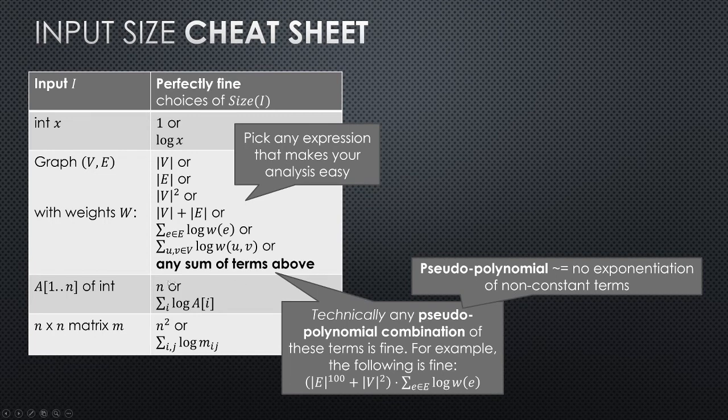Okay. And now, for an array, you could just say, look, I could let the size be the number of elements of the array, if I'm assuming that each element takes constant space to store. Or I could use the sum of log a_i, so how many bits I need to write down a_i, over all the i's. And a matrix is similar. Okay, so those are perfectly fine choices of size I.